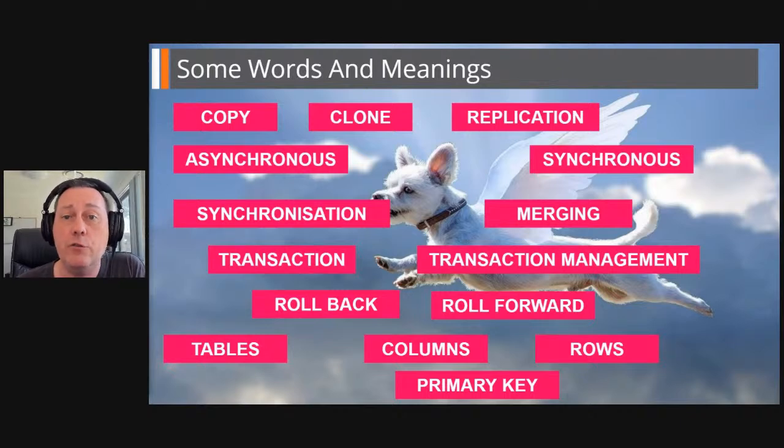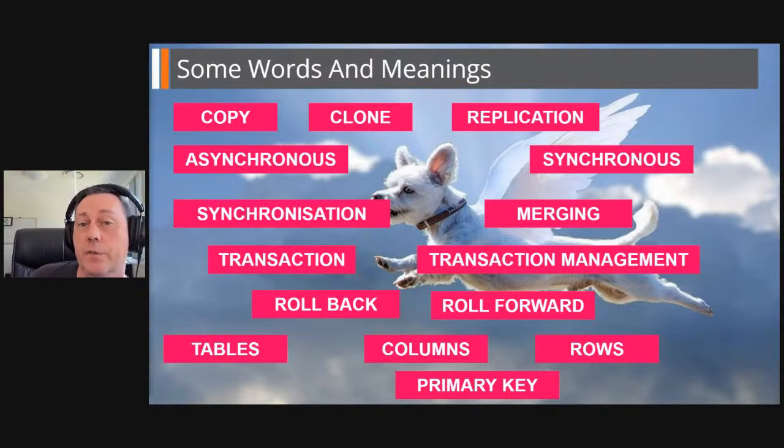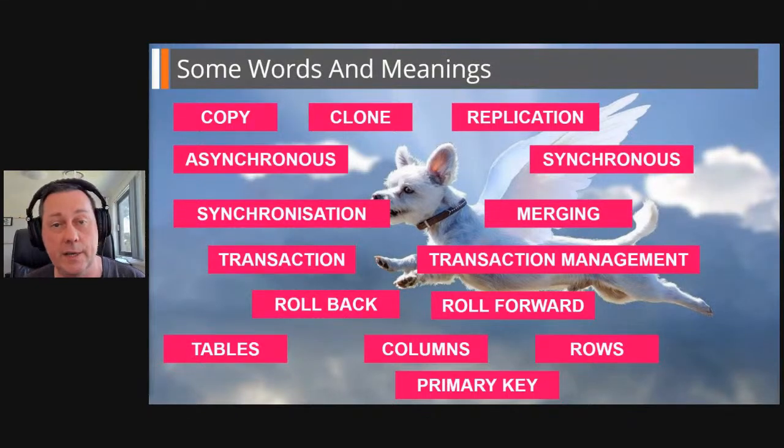Rows. A row is one horizontal entry in a table where data is stored in each column. For example, you could have first name, last name, date of birth, postcode, or post ID, post type, post title, post content, that sort of stuff.